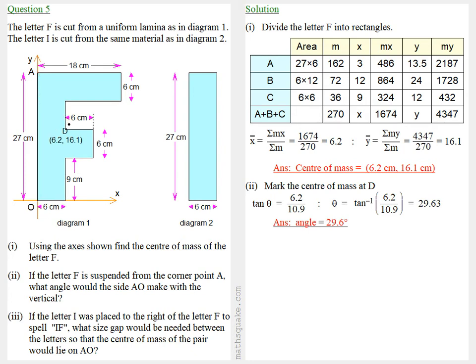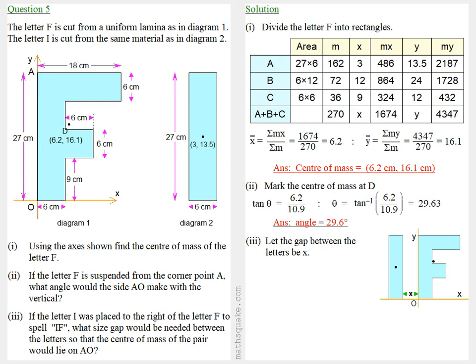Now in part 3 we're asked, if the letter I was placed to the right of the letter F to spell the word IF, what size gap would be needed between the letters so that the centre of mass of the pair would lie on AO? Well, we need to draw a diagram and let the gap between the letters be x. Now, on the original letter I, the centre of mass was at 3, 13.5. So on the axes, the centre of mass of the letter I will be minus 3 minus x, 13.5. Now we can draw that in on the diagram as the point E.